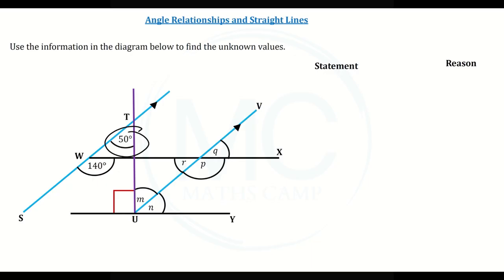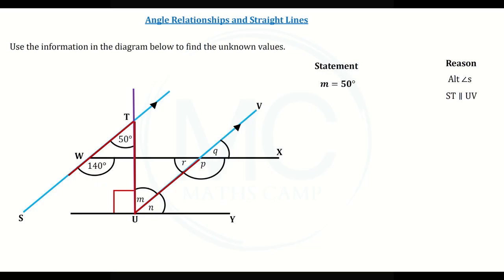So let's draw in our Z shape. Now this angle of 50 degrees and angle M both sit inside the Z shape, so they are alternate angles. We know that alternate angles are equal, so we can say M is equal to 50 degrees because these are alternate angles. Remember that corresponding angles, alternate angles, and co-interior angles only occur when we have parallel lines. So these are alternate angles because ST is parallel to UV.